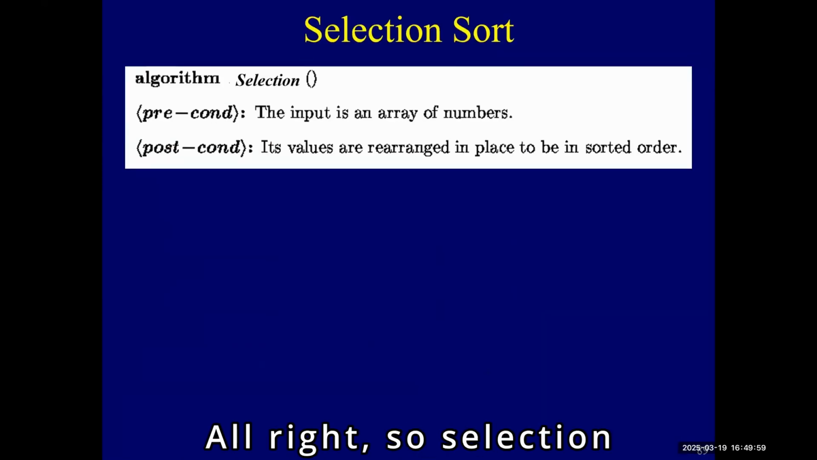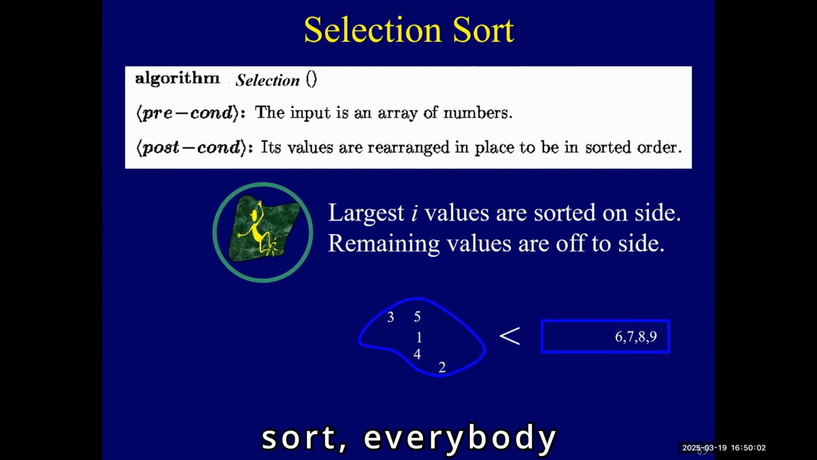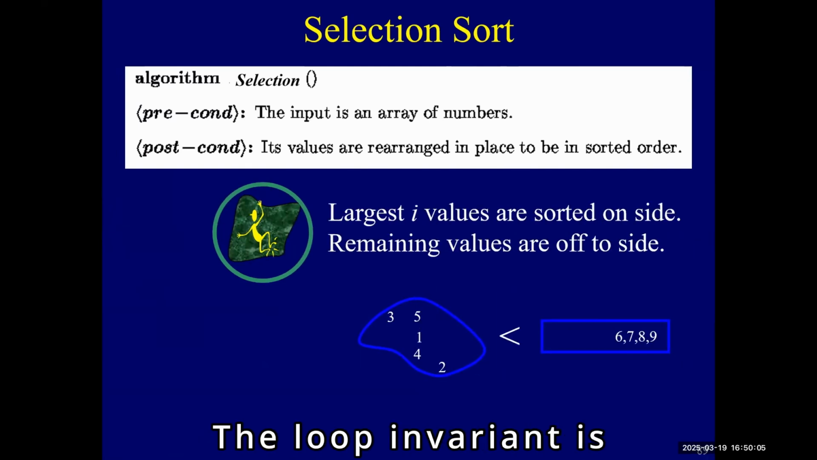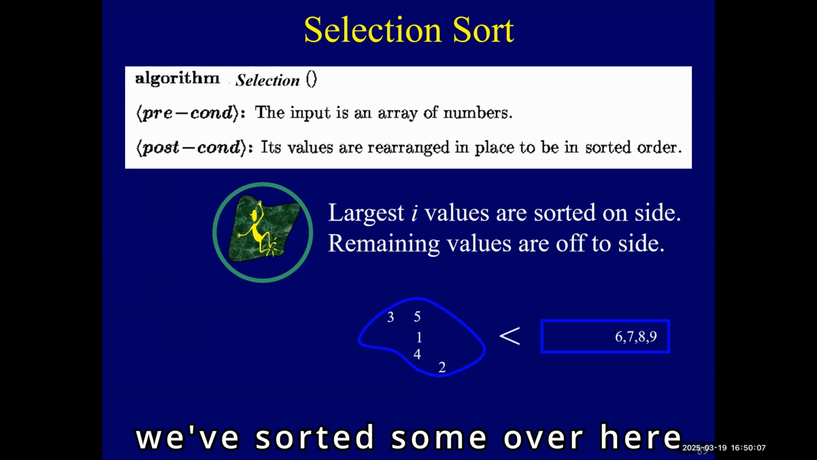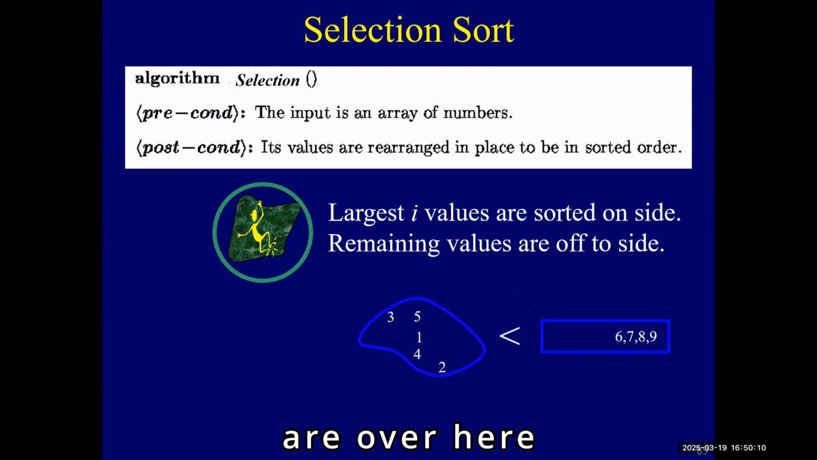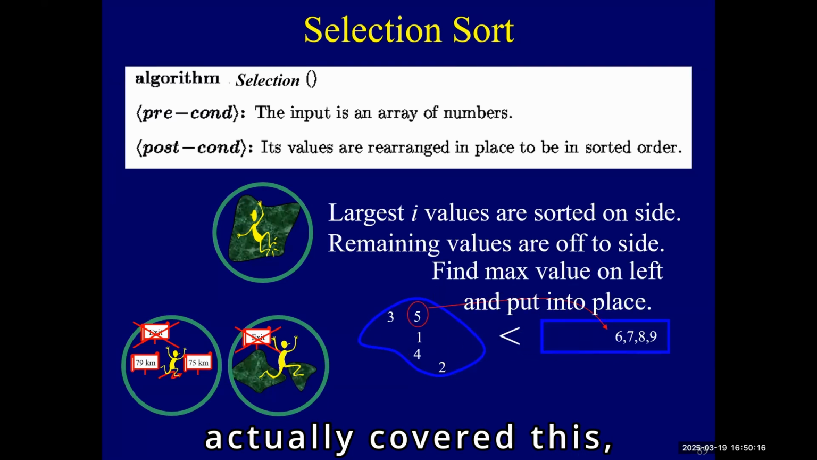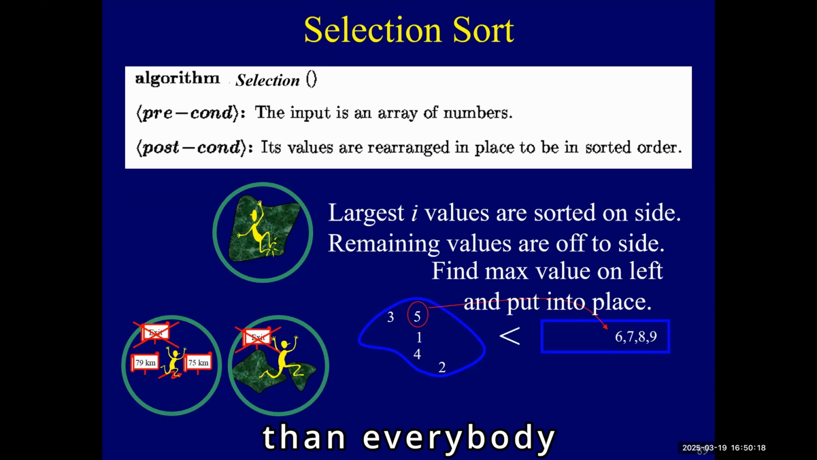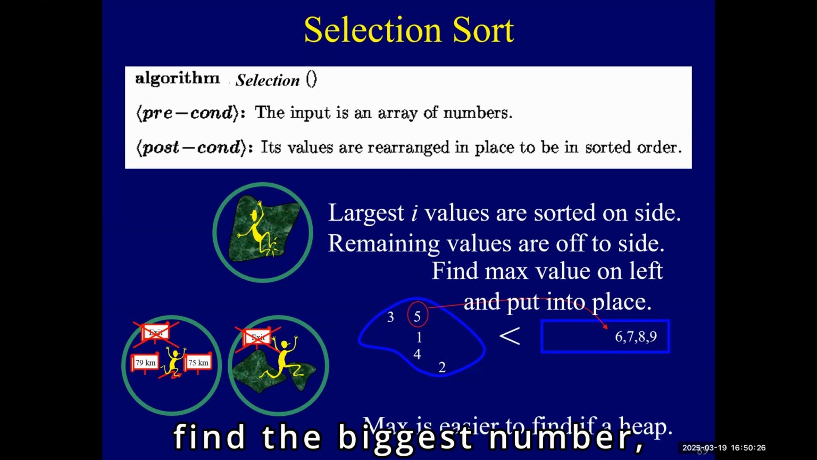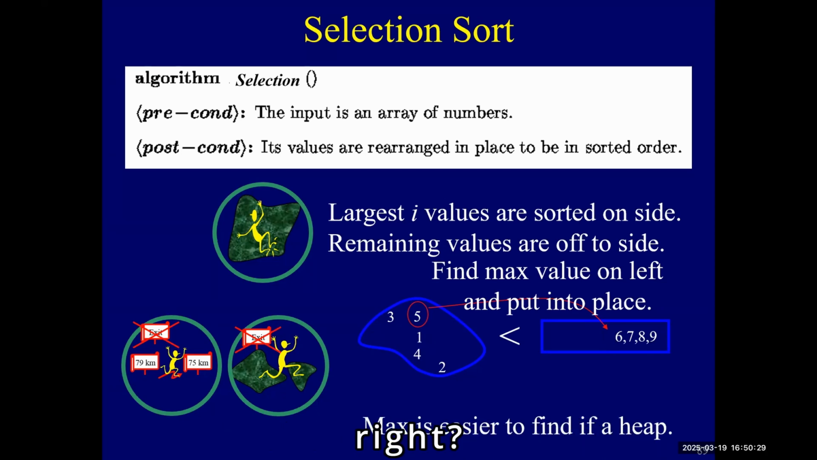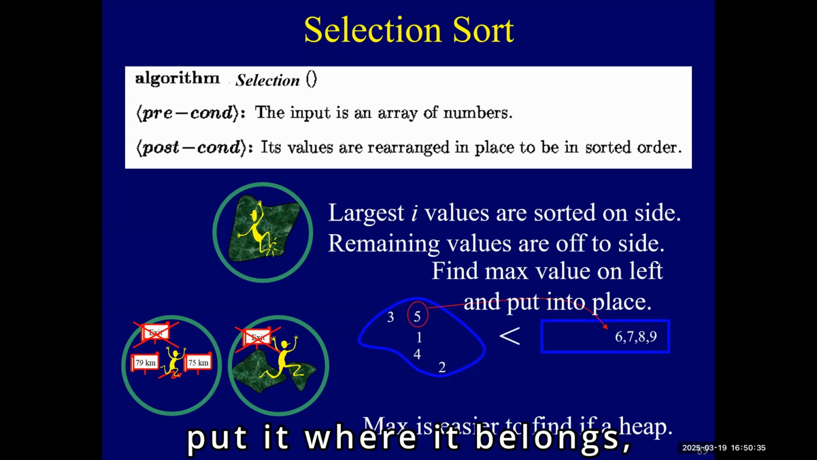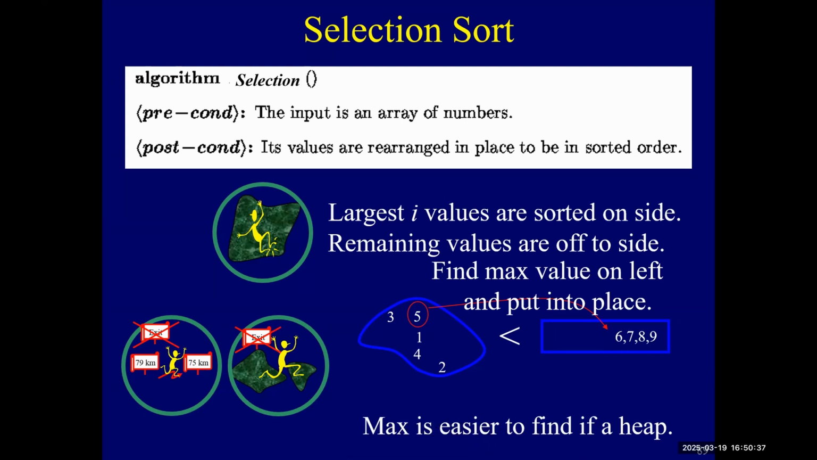All right, so selection sort. Everybody remember selection sort? The loop invariant is we've sorted some over here, and the rest are over here. Everything over here is smaller than or equal to everybody over there. Then what I do is I find the biggest number. These aren't sorted, so I find the biggest number over there, which is the 4, and I put it where it belongs. Right? Everybody right?